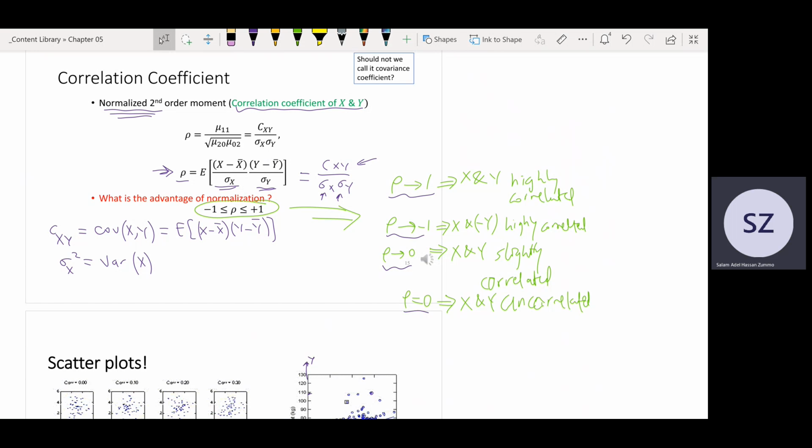So we said that we would like to measure the relationship between two random variables such that we have a normalized factor from -1 to 1. -1 means that X and Y are highly correlated. 1 or close to 1 means that X and Y are highly correlated, and around 0 means that X and Y are uncorrelated.